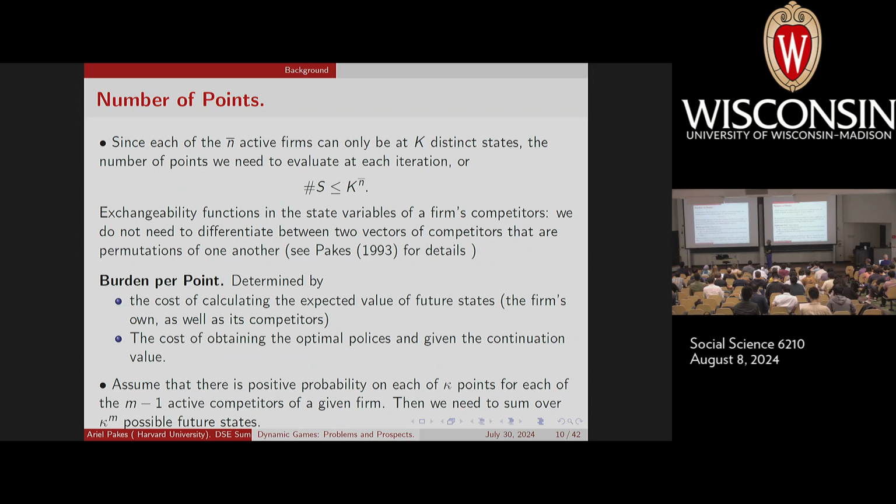In the simplest game, the burden per point is twofold. One, I have to integrate out over where everybody else will be tomorrow. Is that clear? So that also increases in the number of points that each guy can go to. So each guy is at an S now, and it can go somewhere else. And every combination of those things has to be integrated out, okay? And then there's the cost of obtaining optimal policies given the continuation value. And you can often write that down as analytic expressions, okay? So that's not the problem.